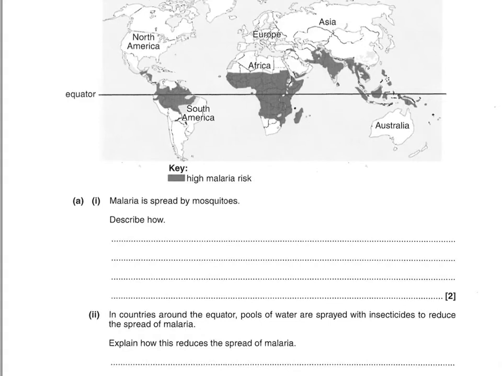You can't say that malaria is transferred. You've got to use the word pathogen or protozoan or parasite or plasmodium. So any of those technical words. You could get 2 marks for saying that mosquitoes suck blood with plasmodium and pass on to another human. That'll get you 2 marks as well.